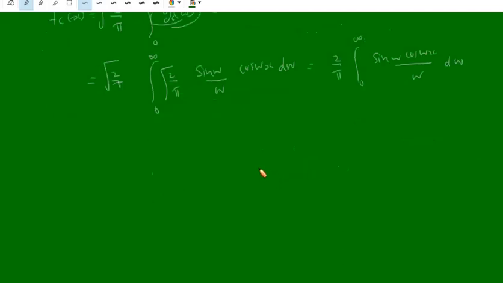Now part C, we have to prove that the integral 0 to infinity sine omega cos omega x by omega d omega.